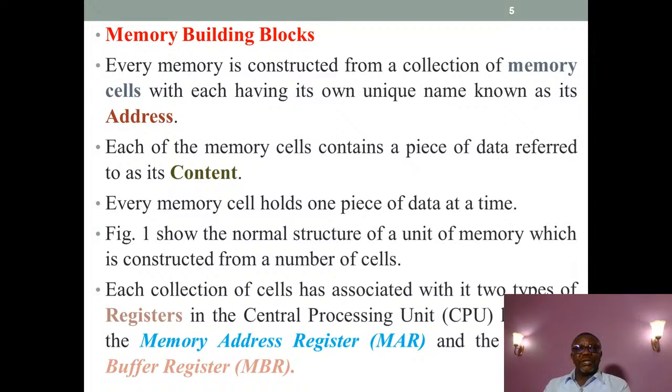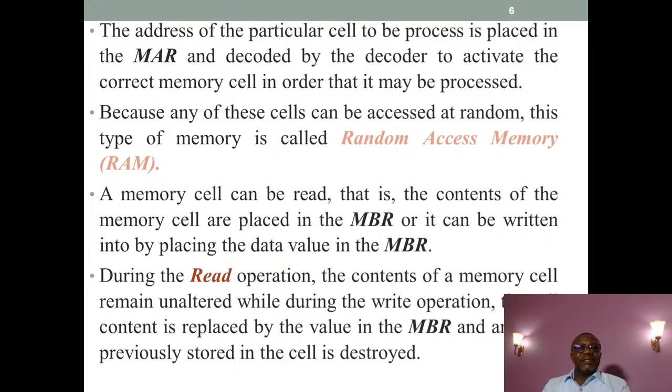Figure 1 will show us the normal structure of a unit of memory, which is constructed from a number of cells. Each collection of cells has associated with it two types of registers in the central processing unit, the CPU, known as the memory address register, otherwise called the MAR, and the memory buffer register, otherwise known as the MBR. The address of the particular cell to be processed is placed in the memory address register, MAR, and decoded by the decoder to activate the correct memory cell in order that it may be processed.